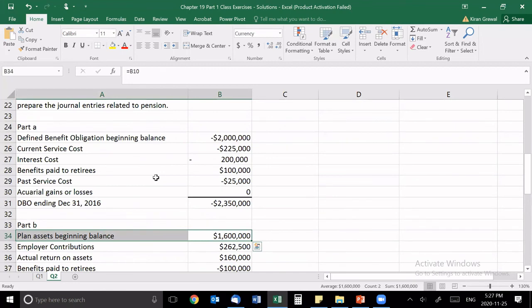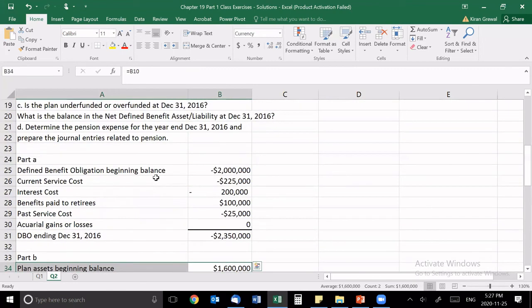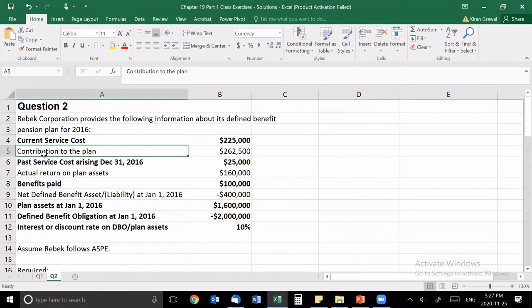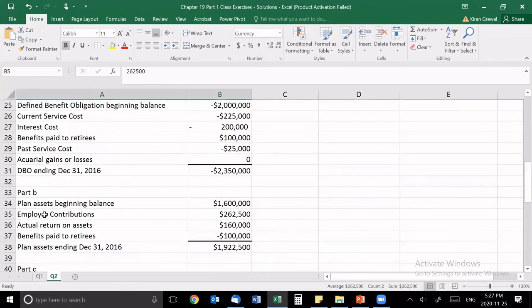You're going to add anything that was contributed into the pension plan for the year. So contributions to the plan. This can say contributions to the plan or amount funded. Sometimes it says funded amount. So you're looking for the amount that was contributed into the pension plan for the year. So 262,500. So that's there.